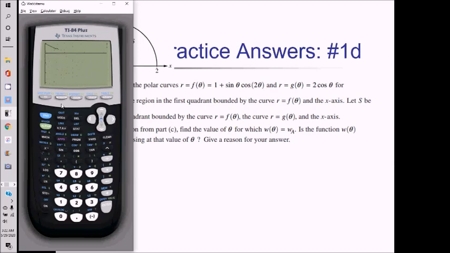So here's w from 0 to pi. And this next one is going to be the average value of w right there.